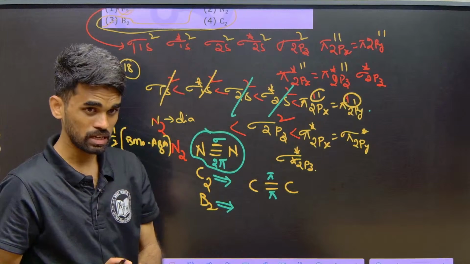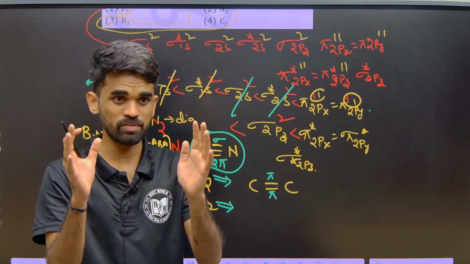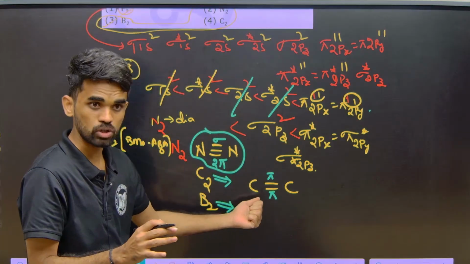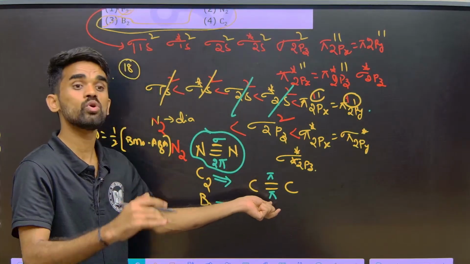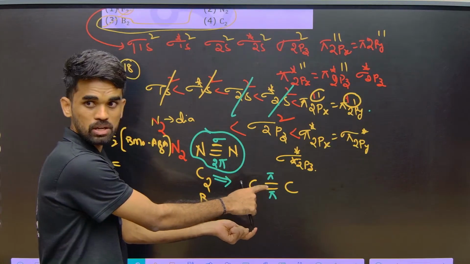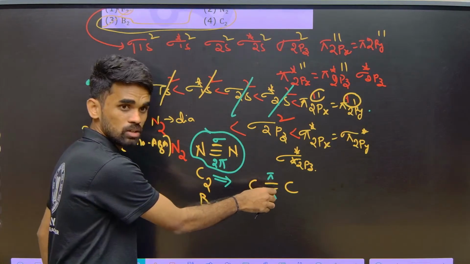Generally what do we think? 1 sigma, 1 pi. Like bonds between two atoms will be 1 sigma and 1 pi. But in the C2 molecule you have bond order 2 and both bonds are pi bonds only. They will ask a question on this kind of molecule also. Okay, is that clear?